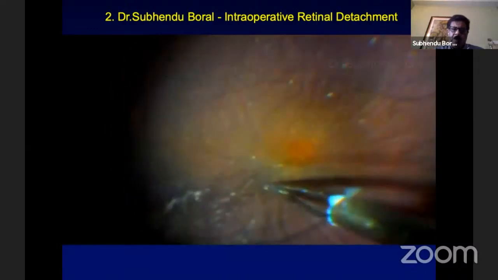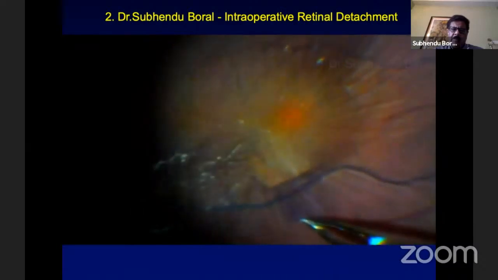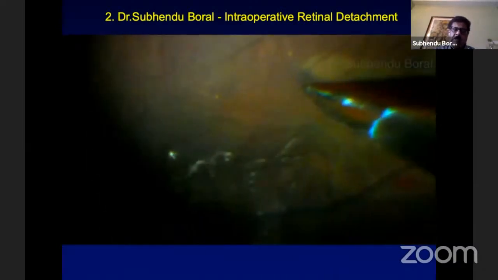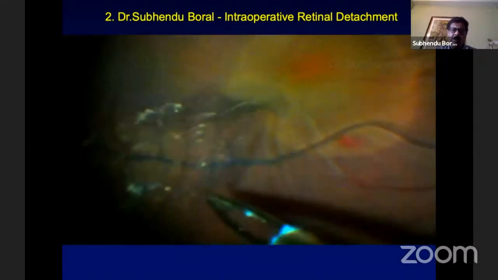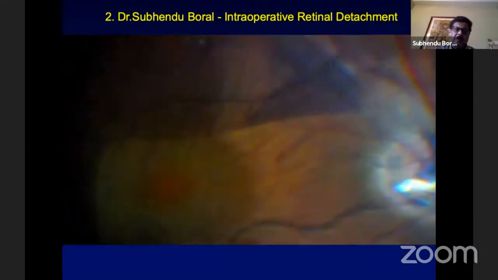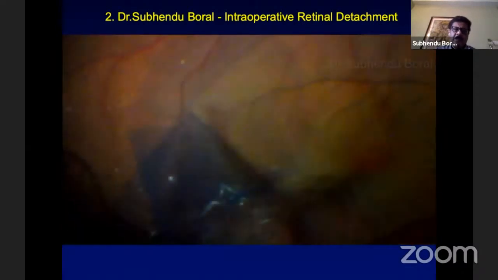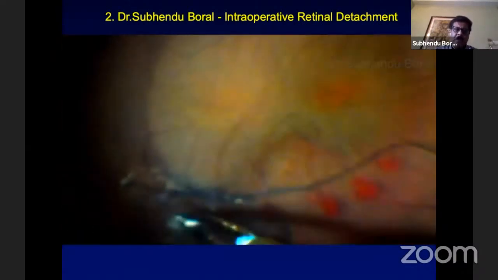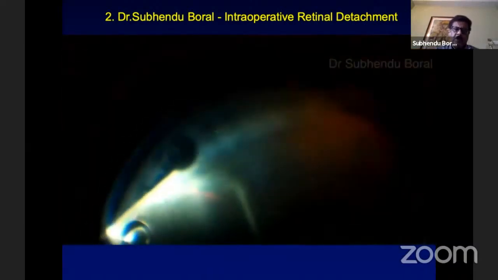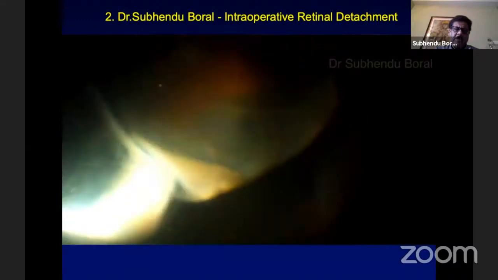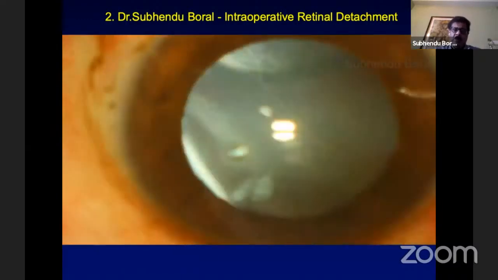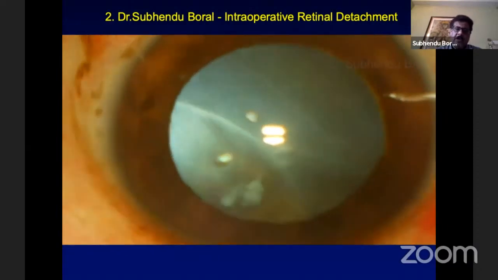And when I was peeling the ERM, my feel was just as if I am operating in a case of CSR. Macula is very boggy, very edematous, as if some kind of serous detachment is there in the macula. But just after completion of ERM removal, suddenly I noticed retinal detachment, and there was a large break in the infratemporal periphery, and retina was almost in the retrolental position.